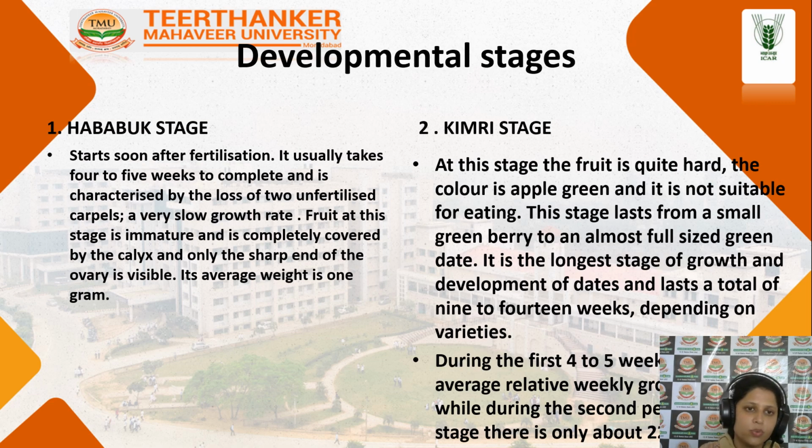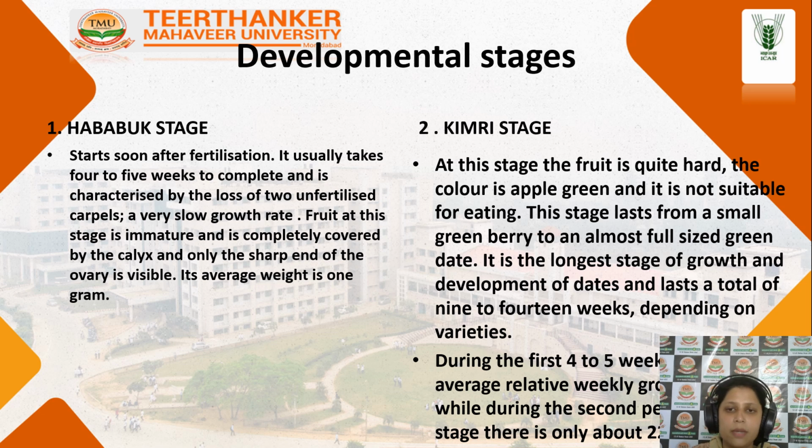The first one is the Hababouk stage. It starts soon after fertilization. It usually takes 4 to 5 weeks to complete and is characterized by the loss of 2 unfertilized carpels, a very slow growth rate. Fruit at this stage is immature and is completely covered by the calyx and only the sharp end of the ovary is visible. Its average weight is 1 gram.